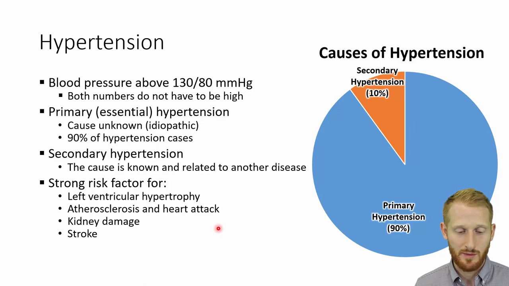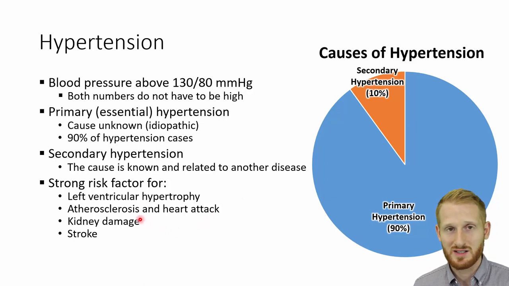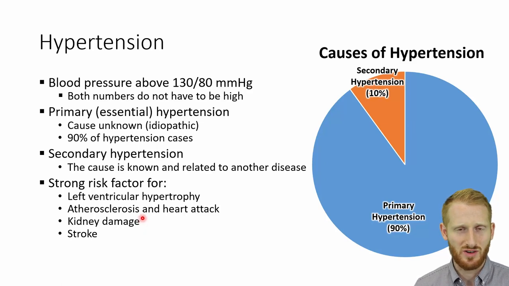The reason why we treat hypertension is it can lead to all kinds of issues, right? So it can lead to left ventricular hypertrophy, and this is pathological hypertrophy, not good, healthy, athletic style hypertrophy. So this is thickening of the walls of the heart to the point where it starts affecting the heart's ability to accept and expel blood. It can also lead to atherosclerosis, which is the hardening of the arteries that starts with a buildup of fatty tissue and plaque. And this can lead to heart attacks and strokes, which is listed down here.